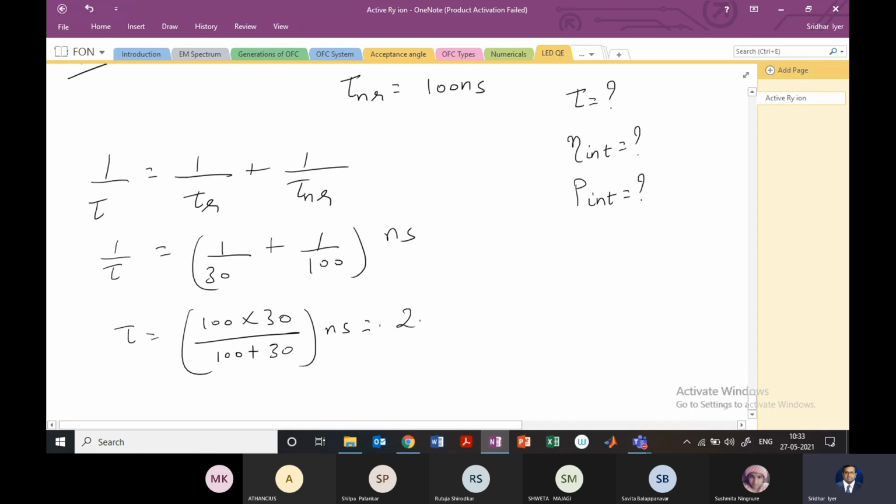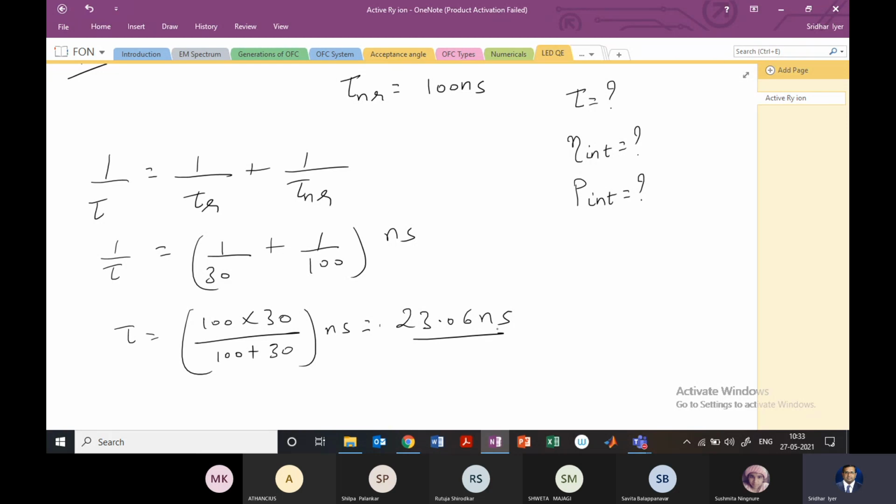I get 23.06 nanoseconds. Are you getting that? Yes, sir. So remember that we don't need 1 by tau, we need tau. That is the bulk recombination lifetime, which means it includes both the radiative as well as non-radiative. I hope that was clear.